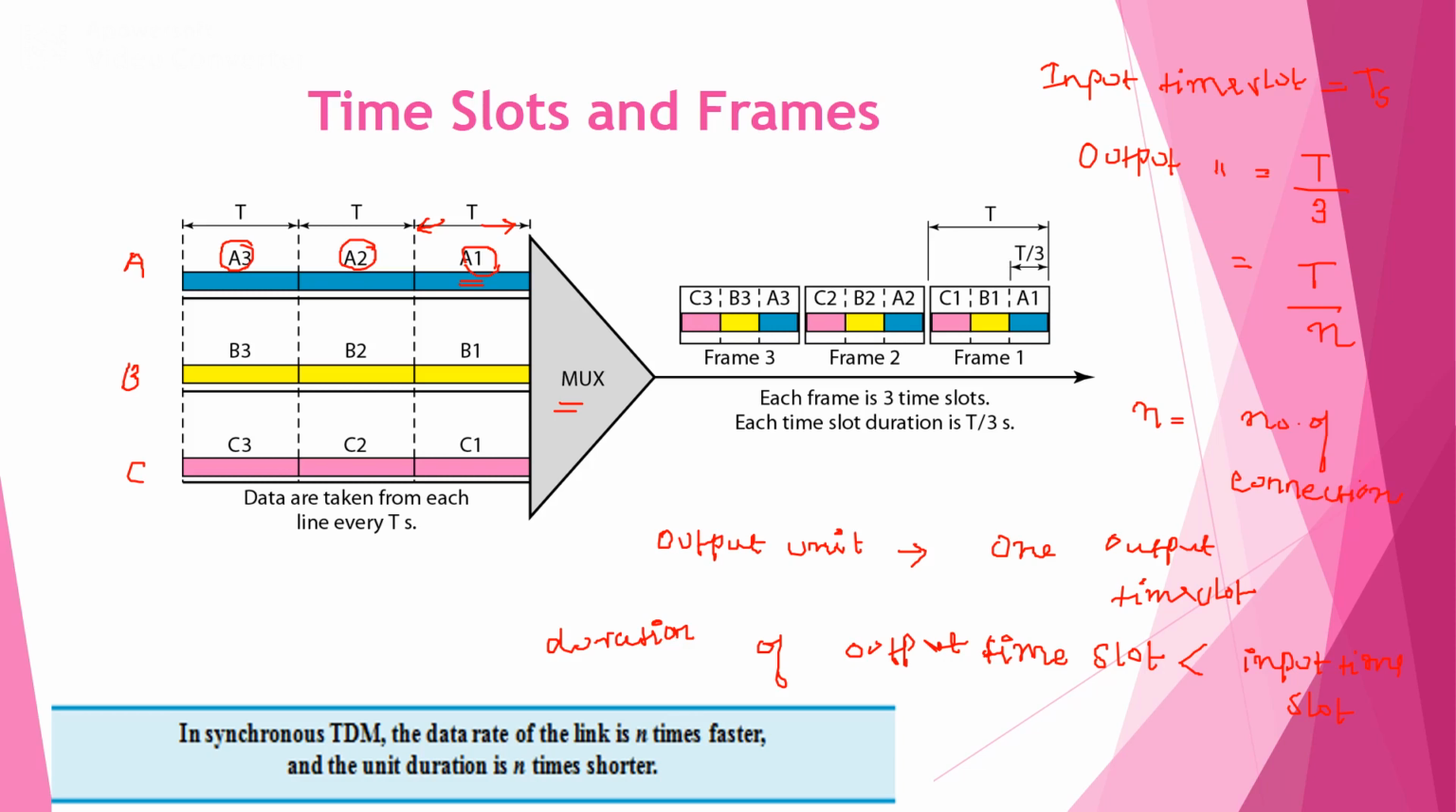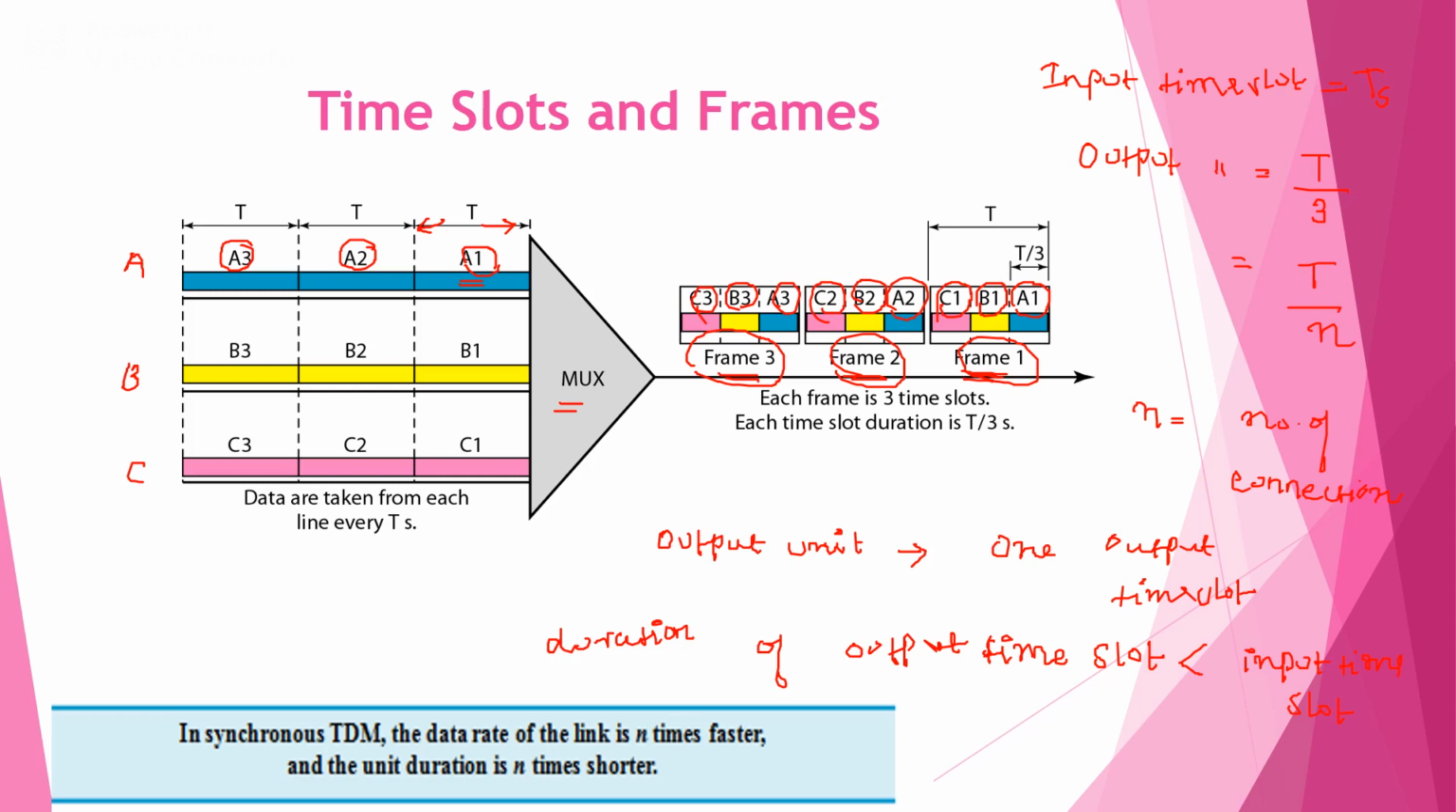Now, across the output, we can observe the frames: frame 3, frame 2 and frame 1. How can we construct the frame? I can combine the input units A1, B1, C1 in order to construct frame 1. Similarly, A2, B2, C2 to construct frame 2, and A3, B3 and C3 in order to construct frame 3.